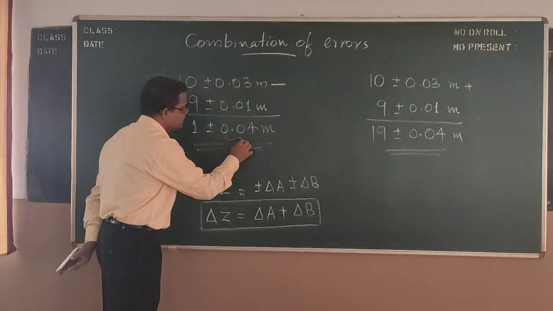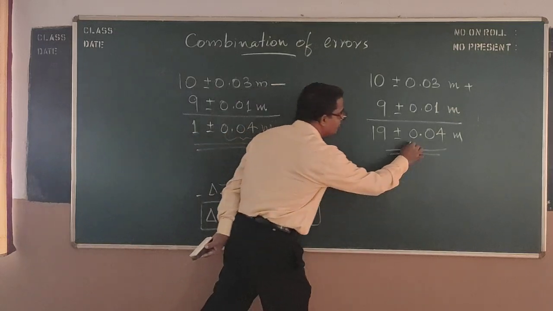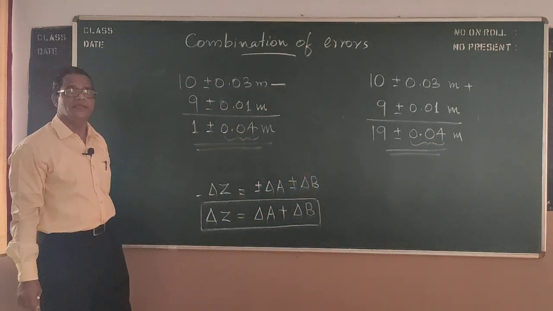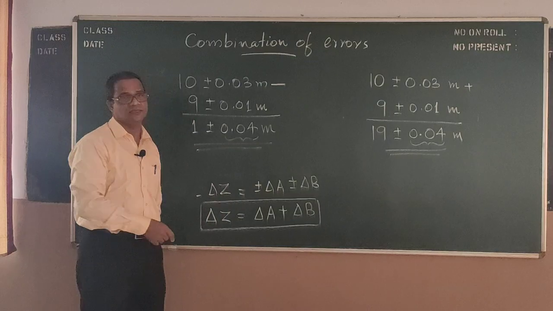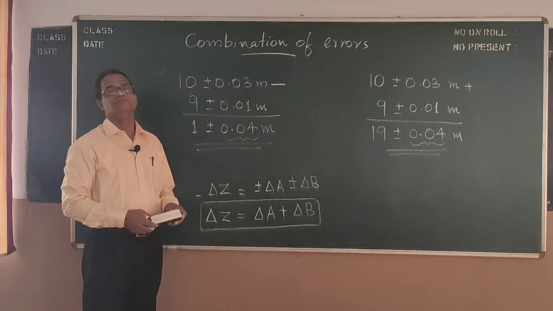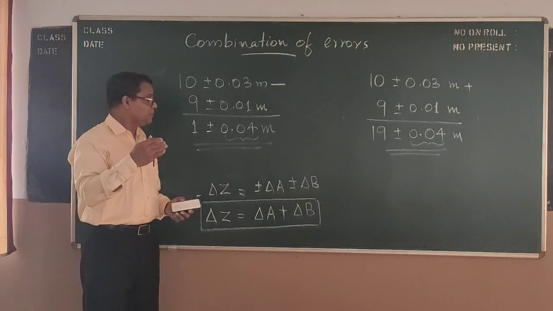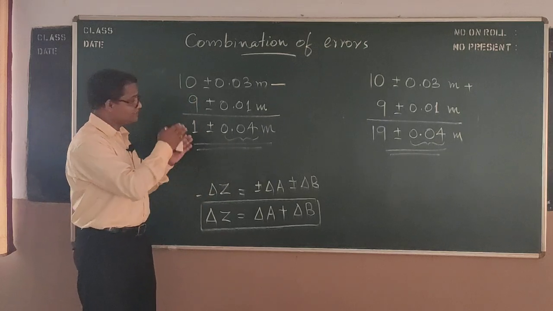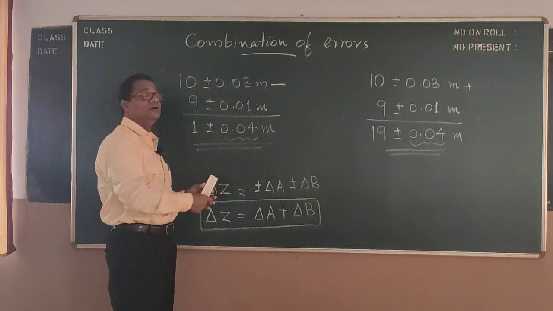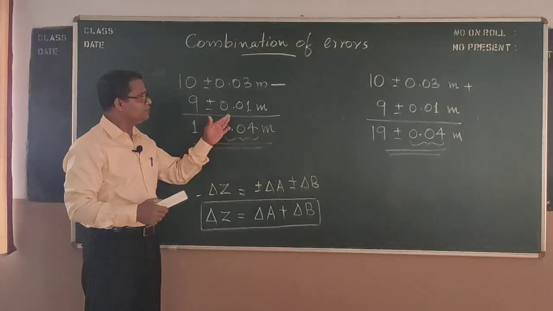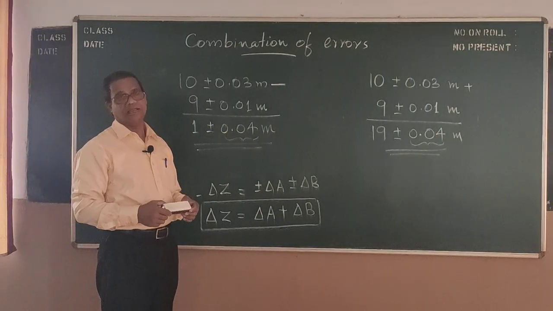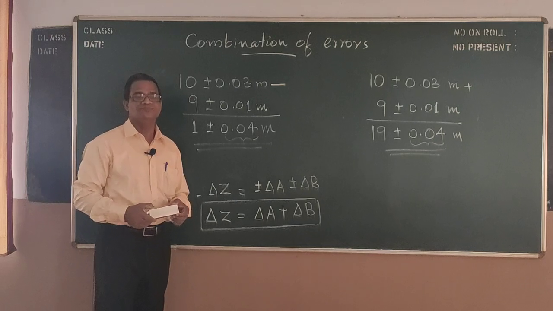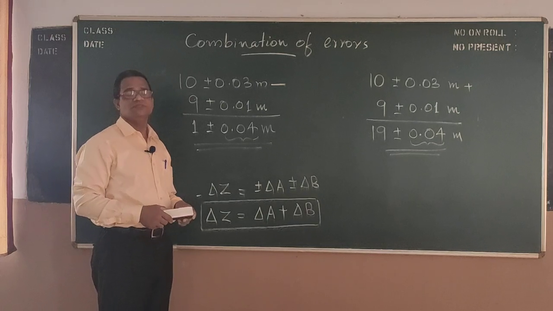So the maximum possible error in subtraction and the maximum possible error in addition are the same because of the result we found. Keep in mind, the actual values will be added or subtracted first, then go for the error part. This is the method for addition and subtraction. Practice this type of question from the text.